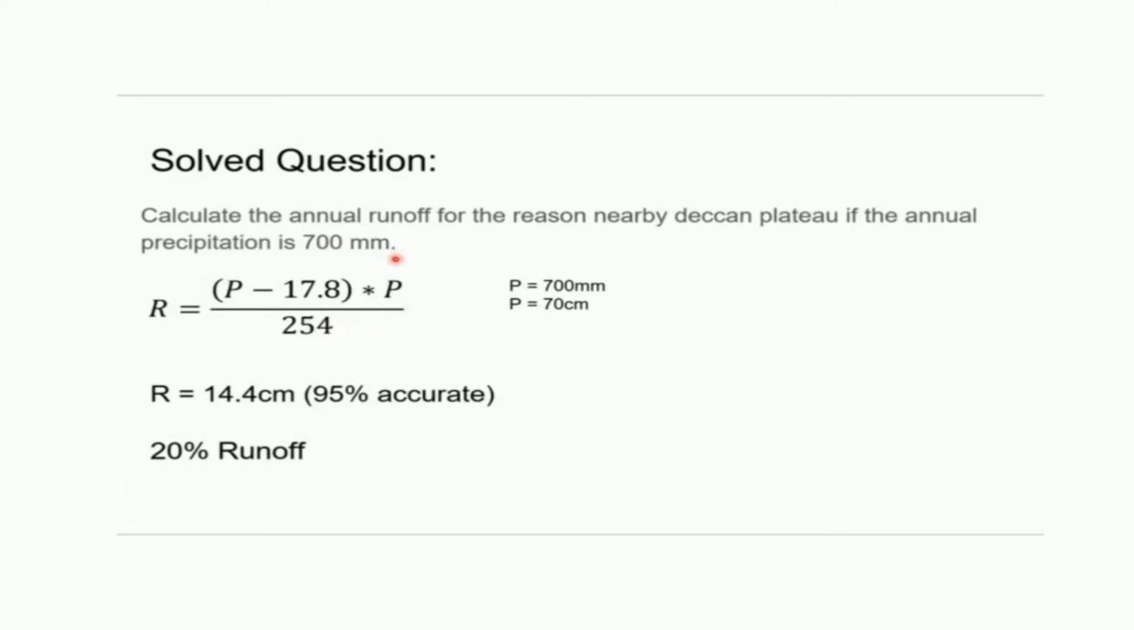Problem: calculate the annual runoff of the catchment if annual precipitation is 700. Using the formula R equals P minus 17.8, the answer is 14.4, that is 90% accurate, 20% runoff.